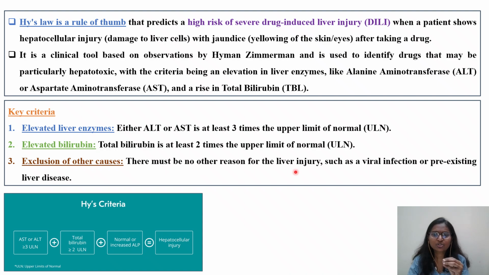Other causes, such as a viral infection or pre-existing liver disease, should not be present. Whenever you are using Hy's law, these other factors should not be involved. This is the typical pictorial representation you can see. Hy's criteria include AST or ALT greater than 3 times ULN, and total bilirubin greater than or equal to 2 times ULN, without increased ALP, which indicates hepatocellular injury. This you have to remember for your exam.